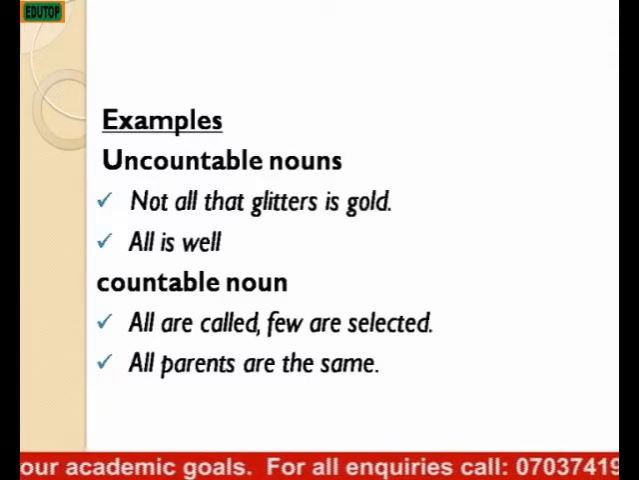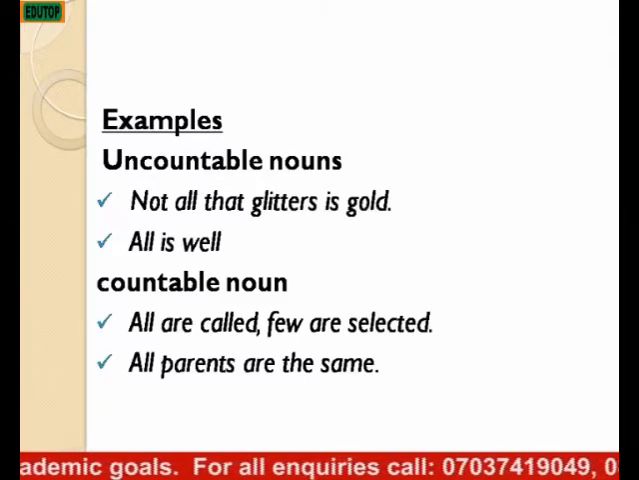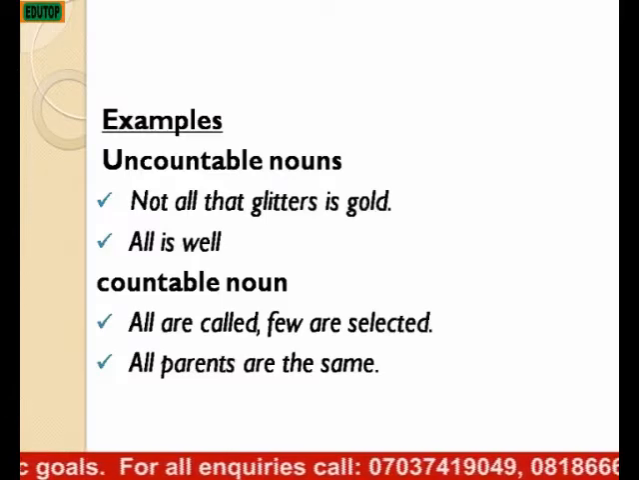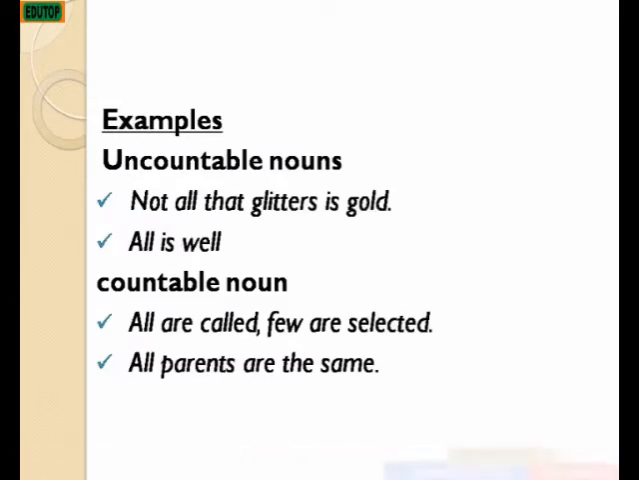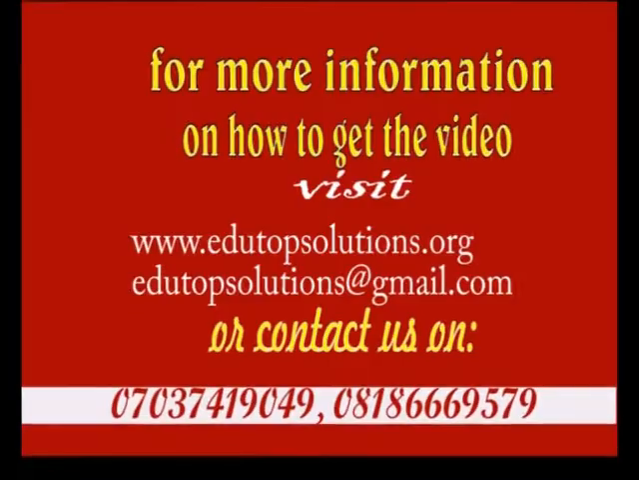Then the countable nouns, we have: all are called, few are selected. The all being referred to is referring to human beings, and human beings is a countable noun. So we have all are called, few are selected. Then we have: all parents are the same. Parent is a countable noun, and that is why we are using are, because it is used in a plural sense.